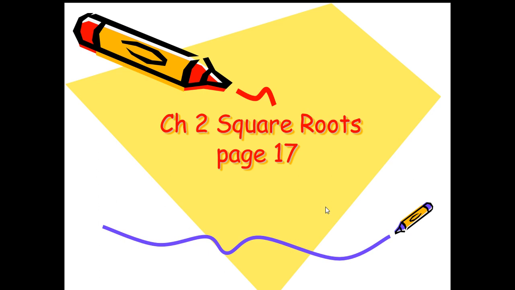So this is chapter 2, square roots, page 17. You know it from last year. And you remember when we were doing the geometry part, I told you, guys, you can leave the radical as it is now because in the next chapter, we're gonna learn how to simplify. So here we're gonna learn how to simplify.